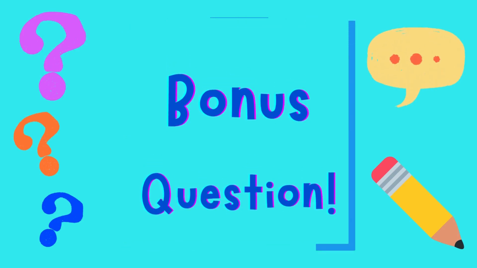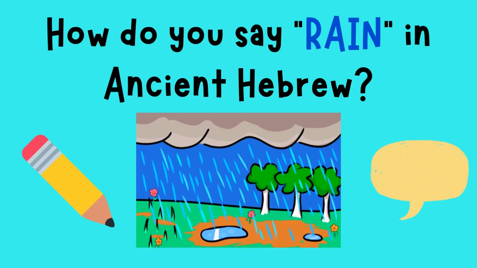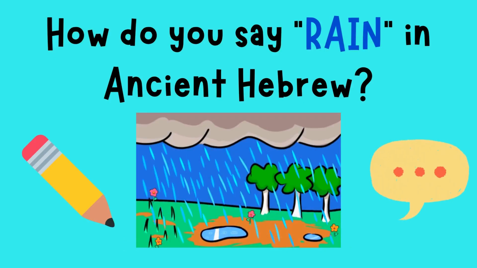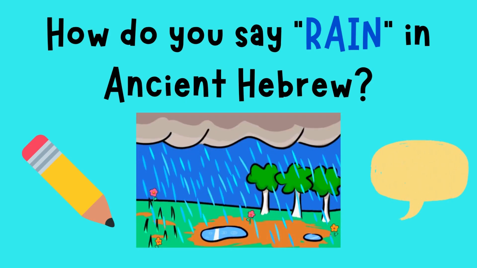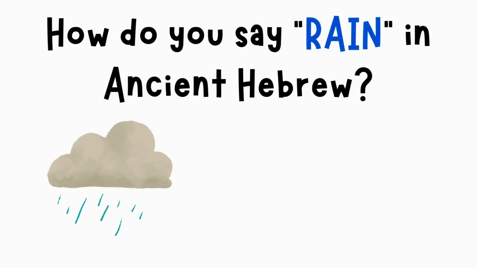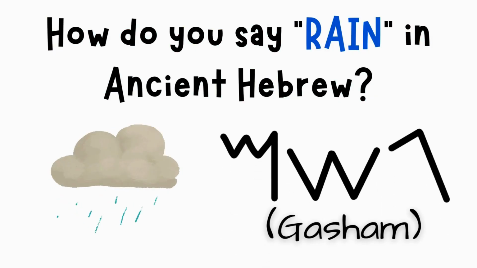Bonus question. How do you say rain in ancient Hebrew? The correct answer is Gesham.